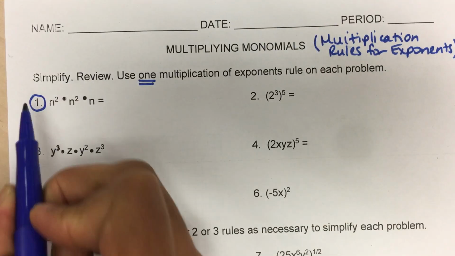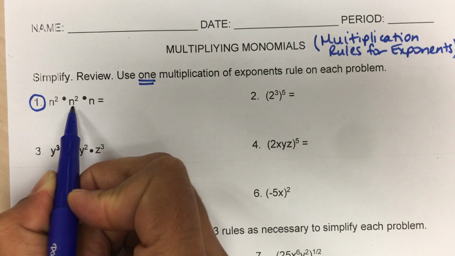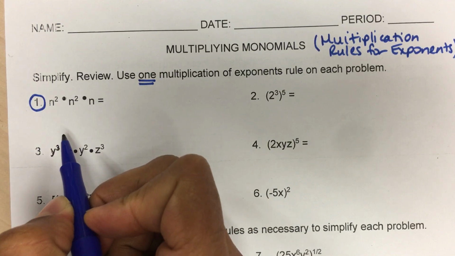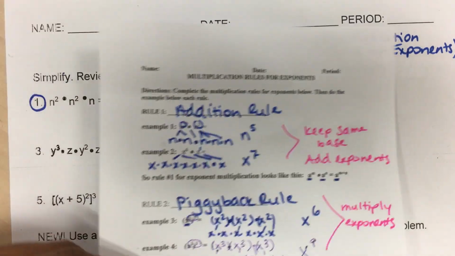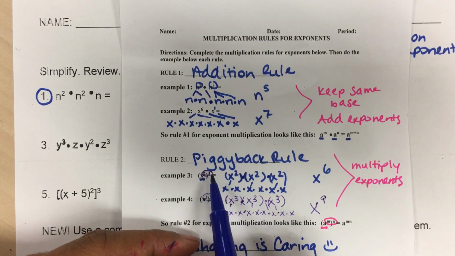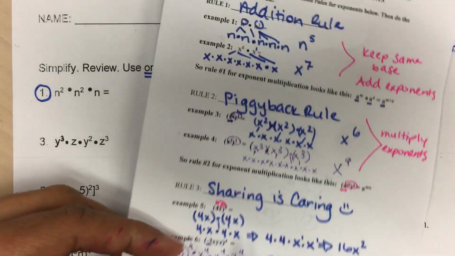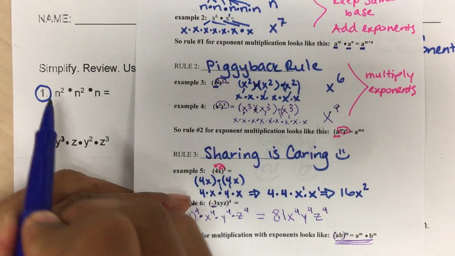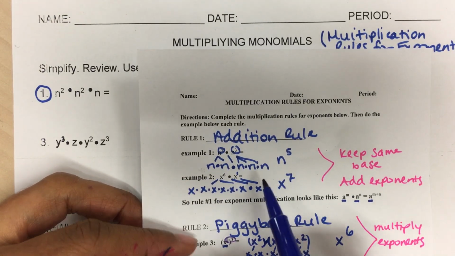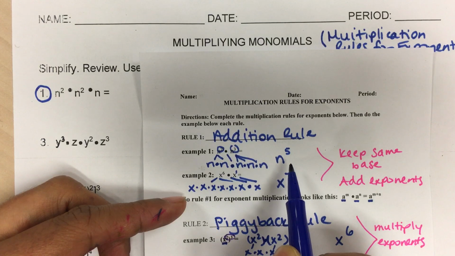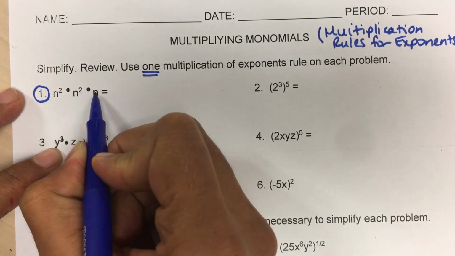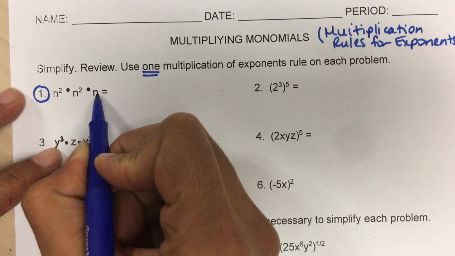I've got same base times same base times same base, and each base has one exponent, no more. So which rule does that look like? That's going to look like this one with the 2 exponents that I could circle. Nope, can't circle 2 exponents. This one with the parentheses. Nope, no parentheses. So it must be the addition rule. Same base times same base. We're going to use rule 1, which says, what do we do with our exponents? Add them up.